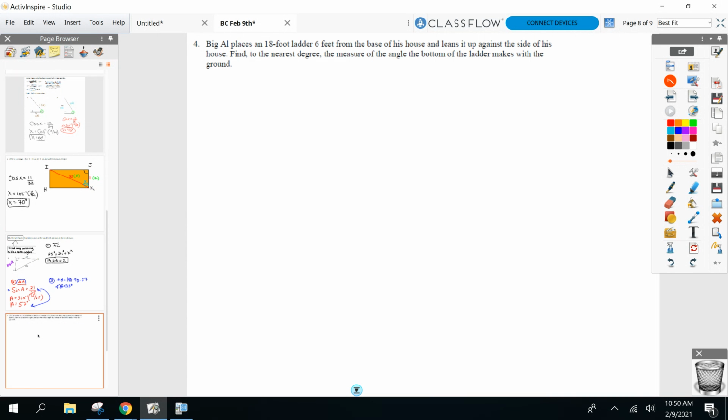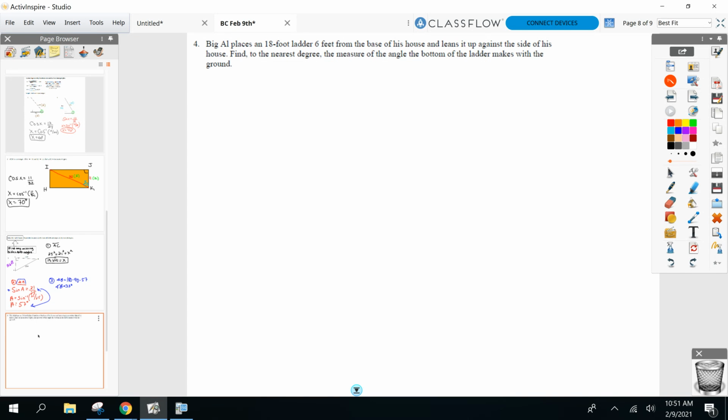Last one. Got to always finish on a big Al. Boss. He's got a ladder now. He does everything. Walking across the pond, using his ladder here.